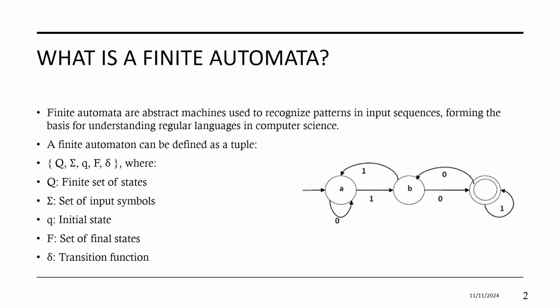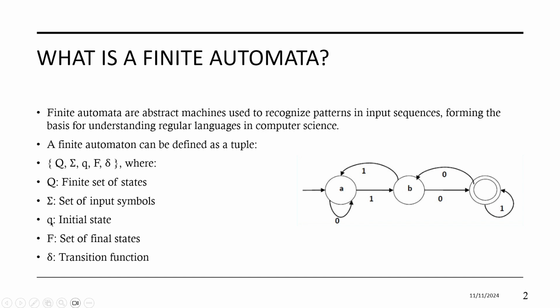In a mathematical way, it can be represented by this given tuple: Q, epsilon, small q, F, and delta. Q is the finite set of states. In this given example, the finite set of states would be A, B, and this final state F that we denoted. Secondly, the set of input symbols would be the symbols that the user would enter, and which this automata would consider as input. That would be 0 and 1 in this case, because 0 and 1 are the symbols used by the user to communicate with the automata.